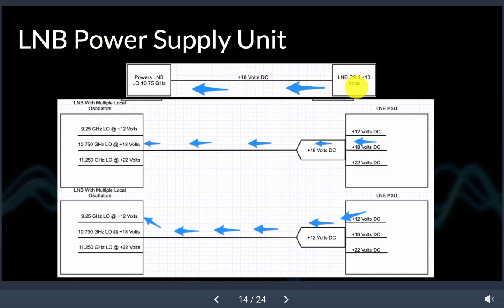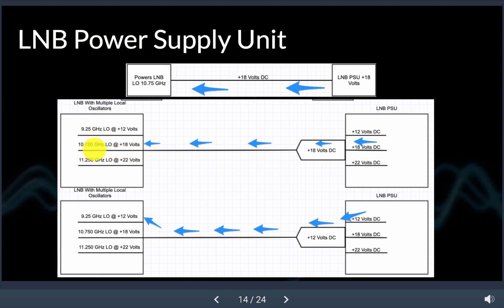You have one voltage that your power supply unit's providing to an LMB that takes one voltage and has one local oscillator. It is possible to have an LMB that covers multiple bands or multiple frequencies within one band. The way that works is your LMB power supply unit can provide multiple different voltages to switch you between bands or between frequencies. So here is just, on our LMB power supply unit, we have 3 different voltage options. We went with 18 volts.